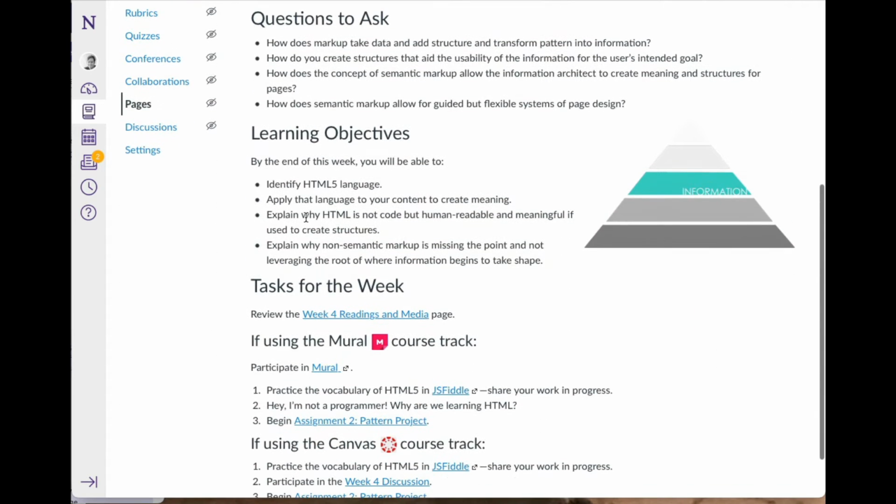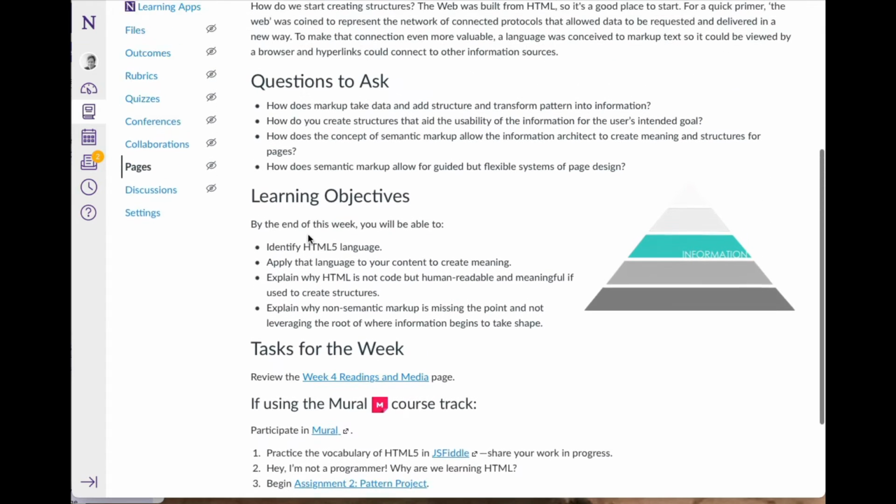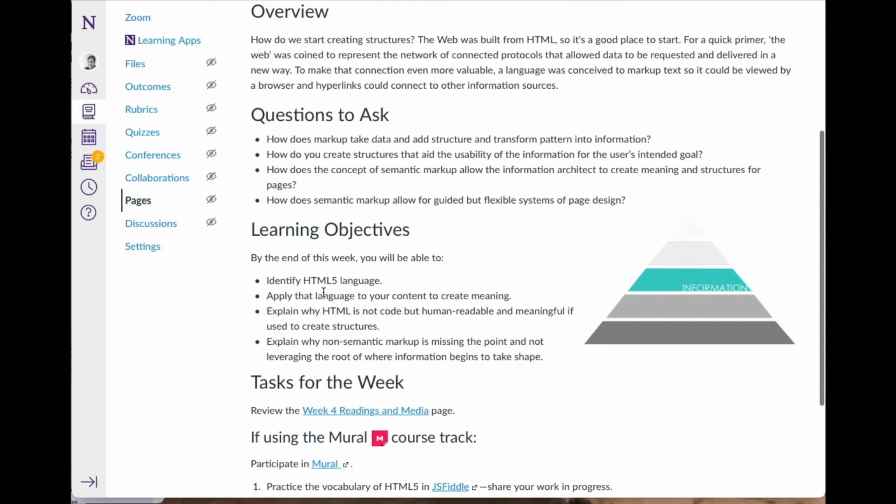This is the overall goals, and you can see here that HTML5 is a big part of this. Using and creating markup is something that maybe you've never experienced before, so there's going to be a learning curve about how a markup language works. We're also very interested in semantic markup language.